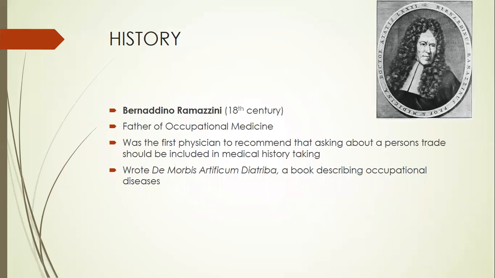So from definitions, we can look a bit at the history of occupational health and medicine. We have Bernardino Ramazzini, who was considered the father of occupational medicine. He was around in the 18th century. He was the first physician to recommend that asking about a person's trade should be included in all medical history taking. He also wrote a book describing different occupational diseases. The book was called De Morbis Artificum Diatriba.